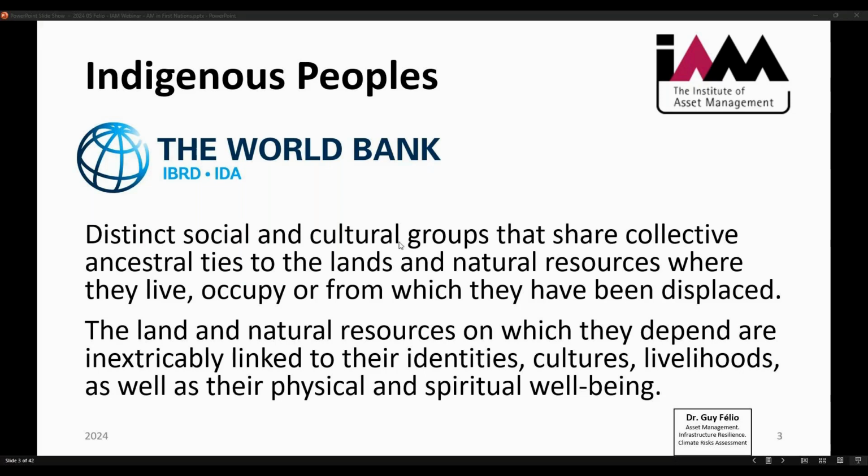So when we're doing an asset management plan for Indigenous communities, it's really important to remember these, because of their visions and values. When we're talking about levels of service, for example, they are likely different than what we would see in, let's say, Western society, urban centers, and so on.